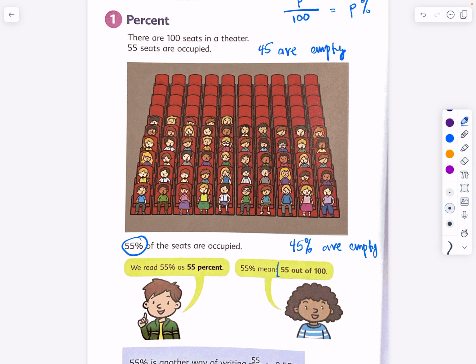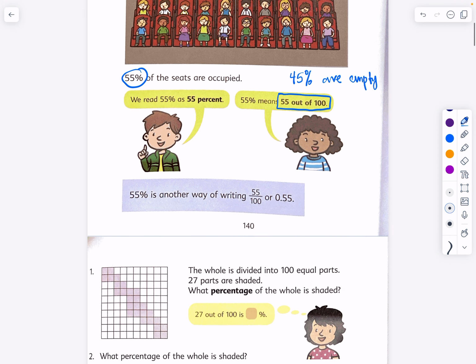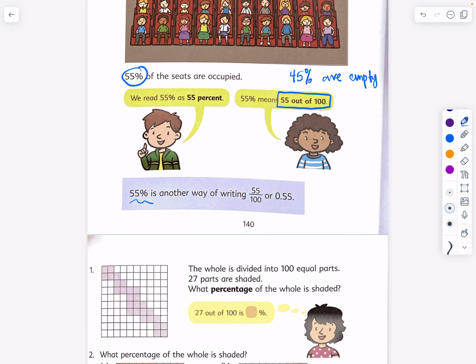55% means 55 out of 100 equal parts. 55% is another way of saying 55 out of 100, or convert it into decimals, which we know how to do, 0.55 or 55 hundredths. These are equivalent statements. 55% is equivalent to 0.55 is equivalent to 55 hundredths.